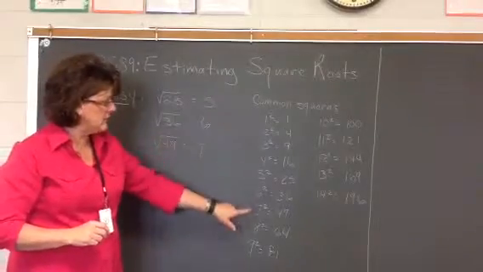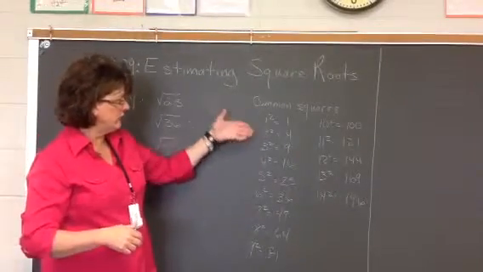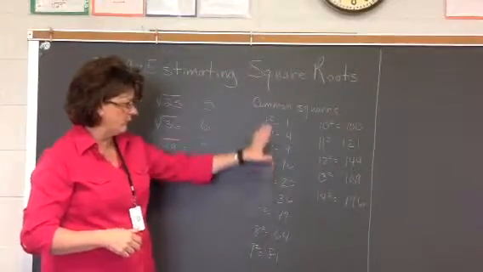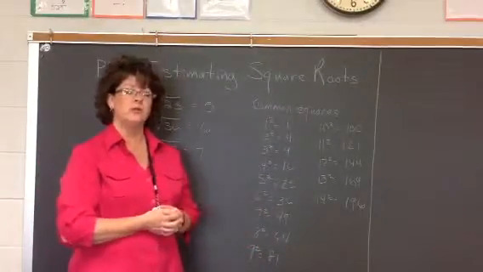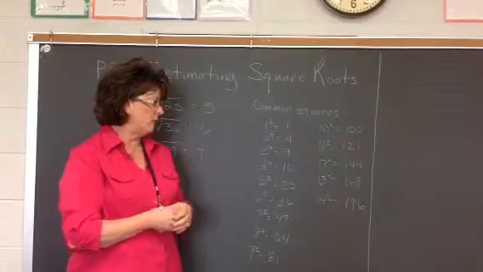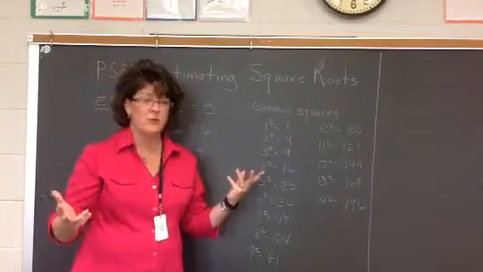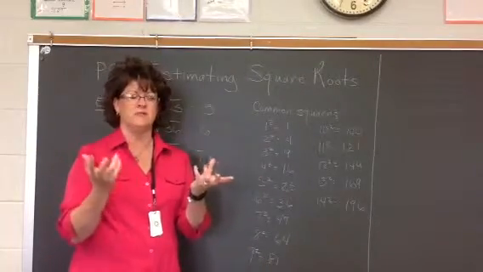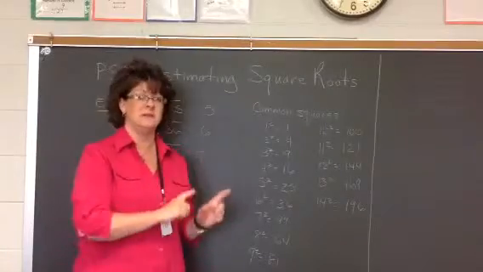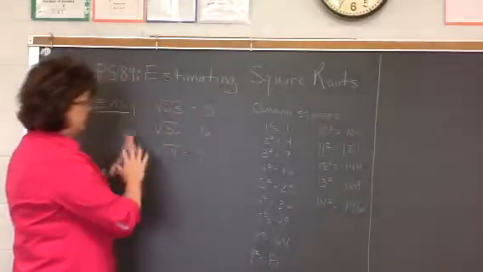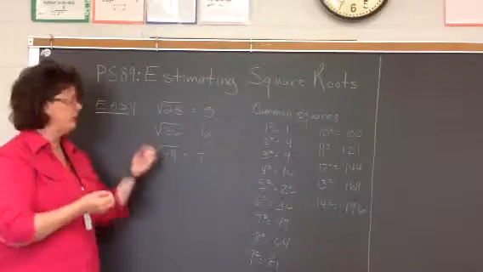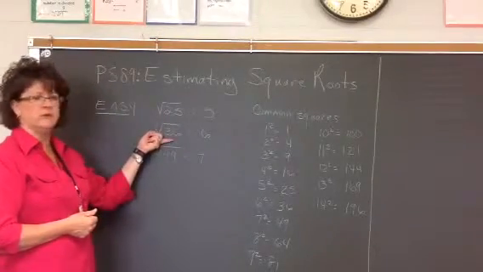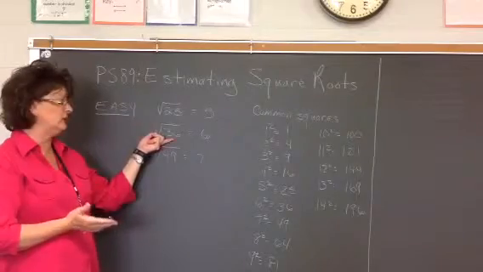So I've listed some here for you. 1 squared, 2 squared, 3 squared, 4 squared, and so forth. I stopped at 14 squared. I would encourage you to go ahead and create a list, maybe going up to at least 25 squared, just so you get a ballpark idea of some numbers. It's going to help you with today's lesson. So these are what we call, again, perfect squares. We know 6 times 6 gives us 36, so the square root of 36 is 6.